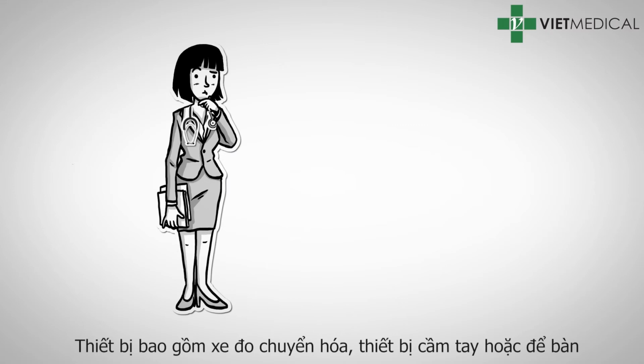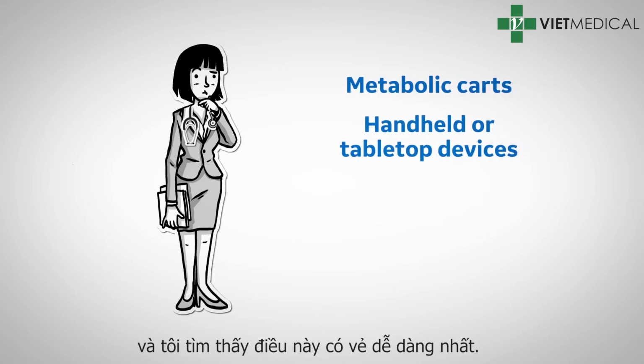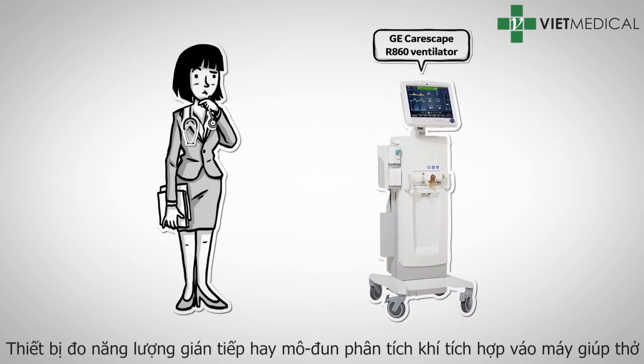So the next question people ask is, what are the equipment options for indirect calorimetry? Equipment options include metabolic carts, handheld or tabletop devices, or, and I find this to be the easiest, an indirect calorimetry or airway module built into a mechanical ventilator.